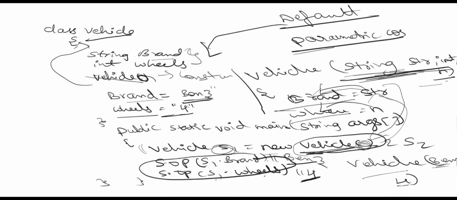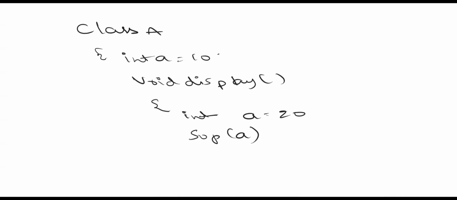So yeah, and next we need to discuss the this keyword. If we see this example, we are now discussing the this keyword. Okay, so the this keyword is nothing but, if we see class A, int a equals 10, and void display, inside this is a method, not a constructor.